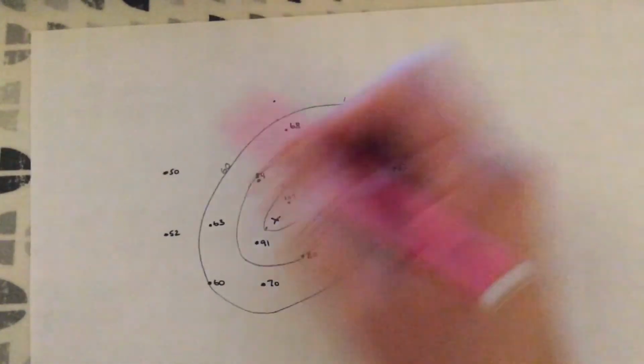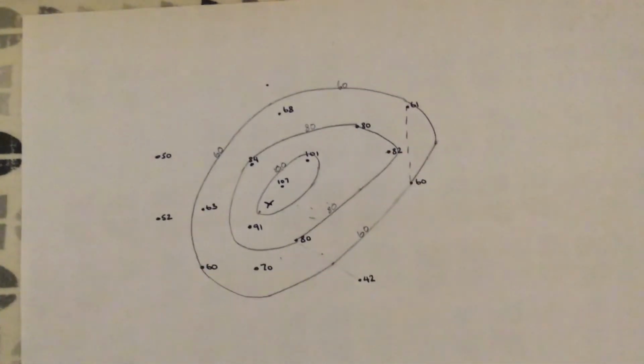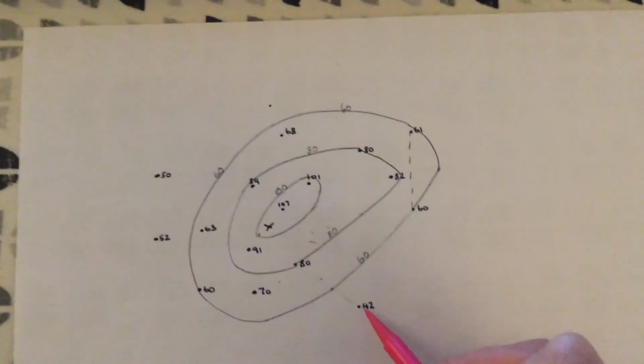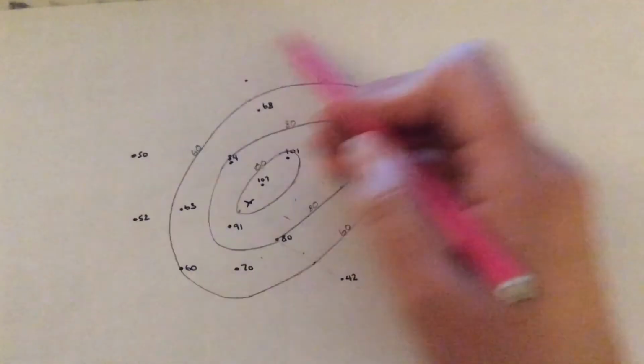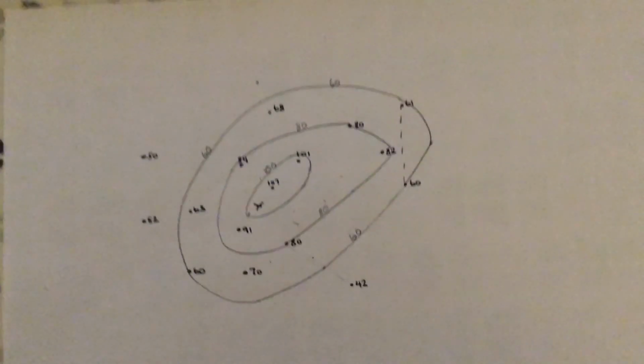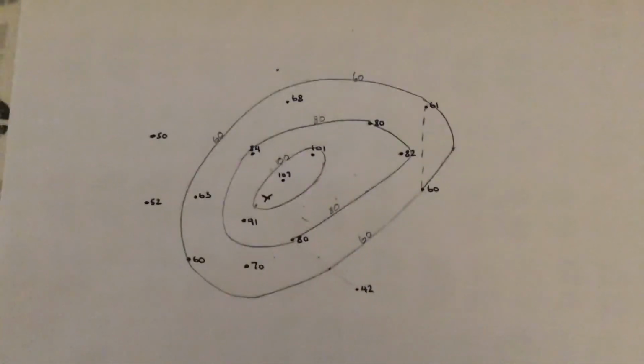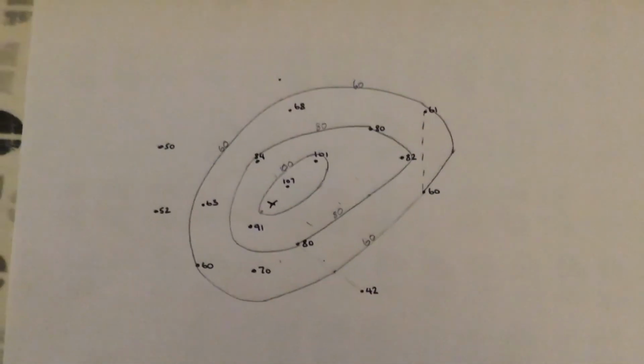Now I can't add a line onto the outside. I can't do a 40 because I just haven't got enough points to help me do it. I've got a 42 down here and these in the 50s, but there's nothing in this whole section. It's almost impossible for me to do a line for 40. So that's the drawing of the isolines.